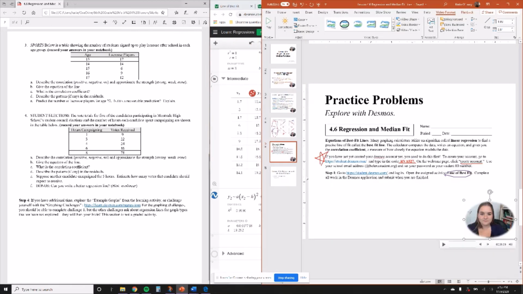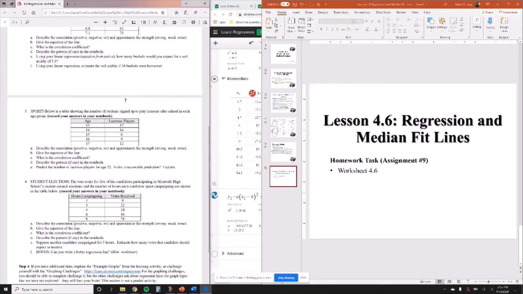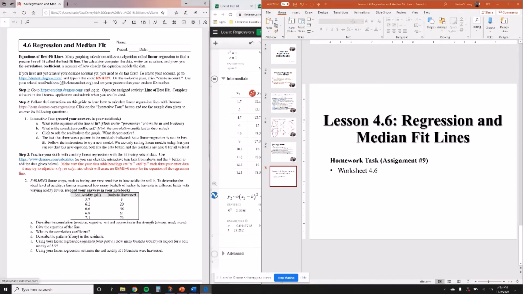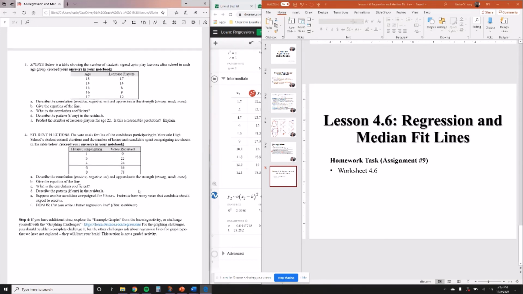So if I open this up here, there we go. Your homework activity is worksheet 4.6. So it's this activity that's posted on Teams. You're going to do the Desmos activity in Desmos for step 1. And then for step 2 and 3, you're going to be using Desmos as a tool, but you're recording your answers in your notebook.